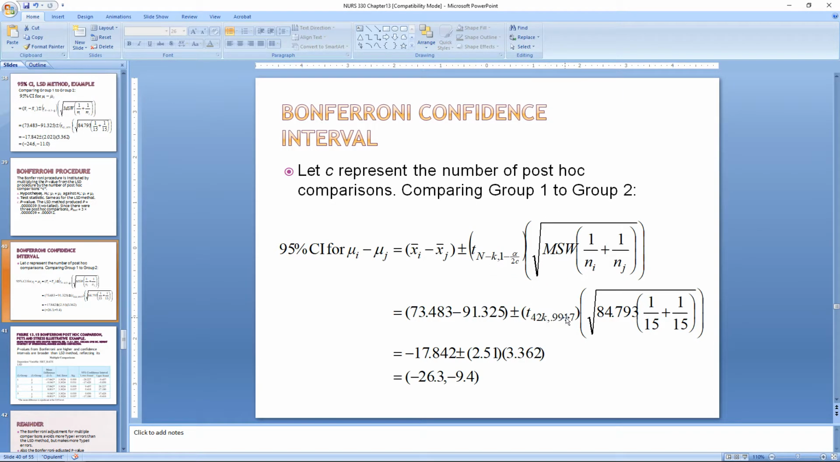So as you can see, this number has changed a little bit because we're multiplying by the number of groups here, so 2 groups. So it's over 4. Alpha over 4, 1 minus alpha over 4 is where we're getting this. And then we plug in our values and we get our confidence interval of negative 26.3 to negative 9.4.